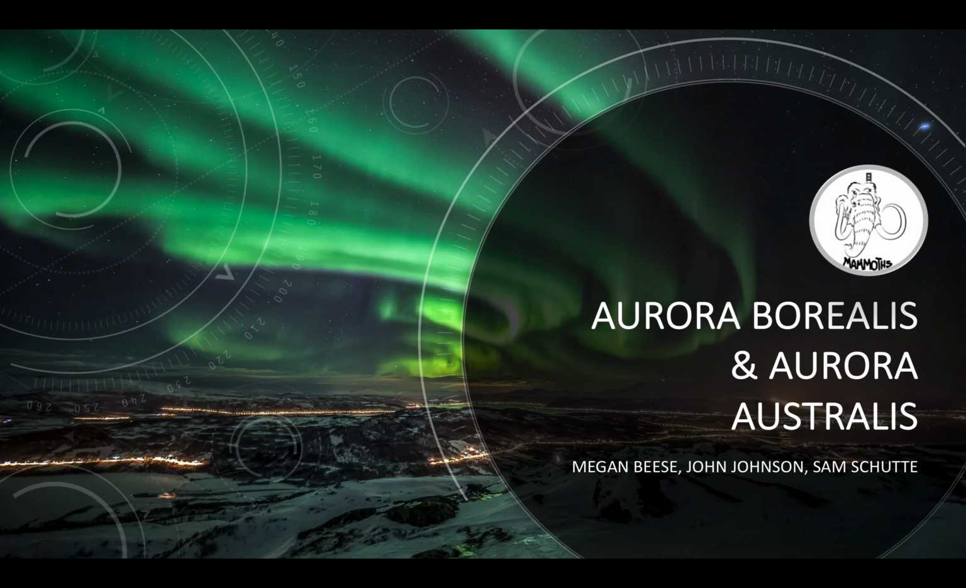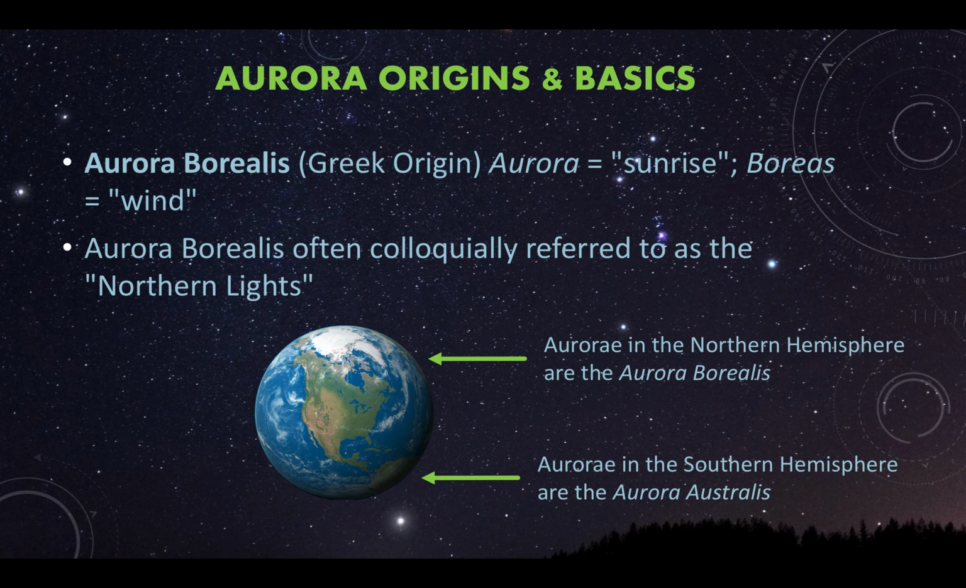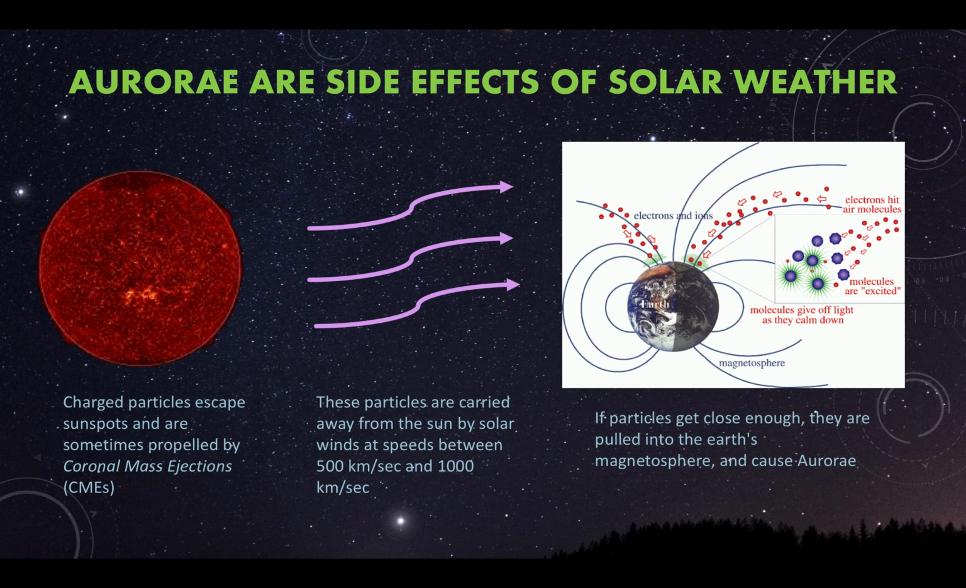Alright, so today we're going to be talking about the Aurora Borealis and the Aurora Australis. So basically, Aurora means sunrise, and Borealis means wind, and the Aurora Borealis is often referred to as the Northern Lights. The Aurora Borealis takes place in the Northern Hemisphere, while the Aurora Australis takes place in the Southern Hemisphere. So what is the aurora?